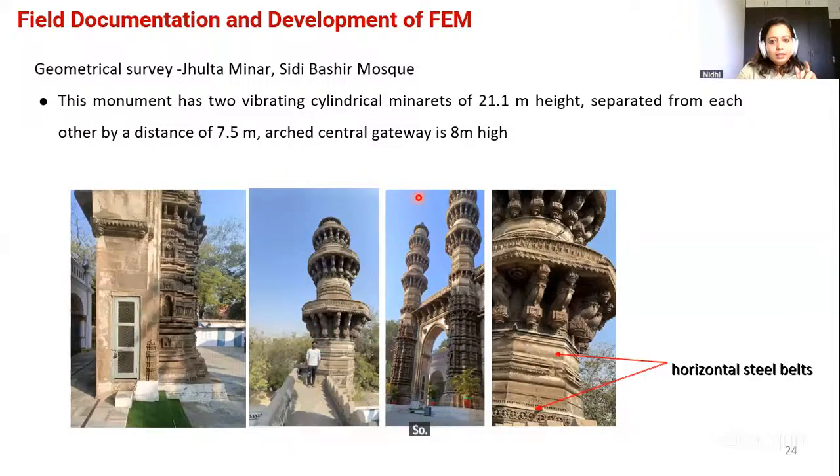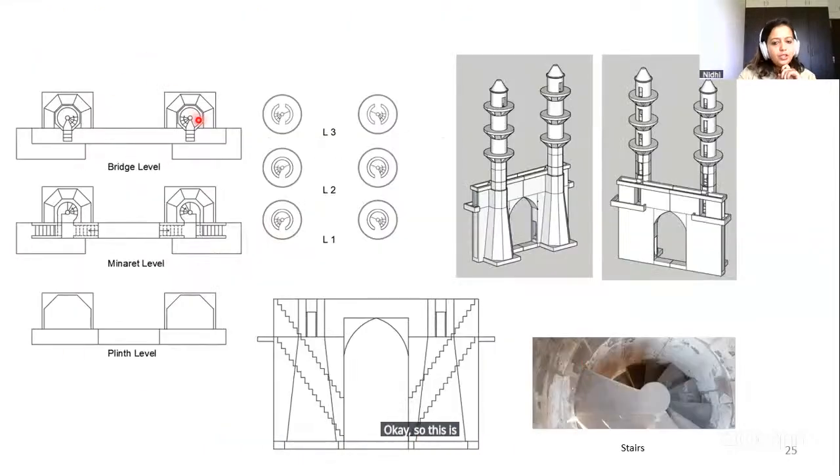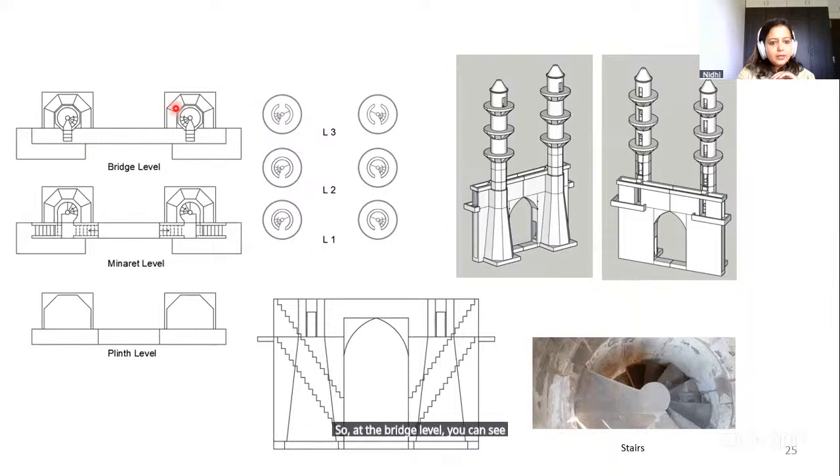The minarets are separated by a distance of 7.5 meters. Now we can see some horizontal steel belts which are kept. After some renovation, they have kept horizontal steel belts to hold this. So this is the geometry of the structure. This is one minaret, this is another one, and there is a bridge in between. At the bridge level, you can see the two minarets here.